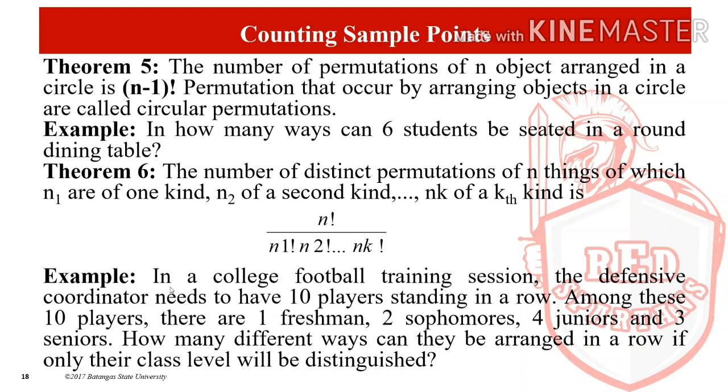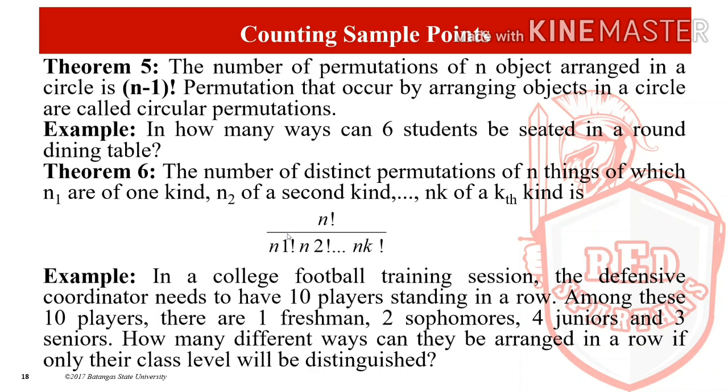So, ang gagawin nyo lang, for example, in a college football training session, the defensive coordinator needs to have 10 players standing in a row. Among these 10 players, there are 1 freshman, 2 sophomores, 4 juniors, and 3 seniors. How many different ways can they be arranged in a row if only their class level will be distinguished? So, kapag may ganyang distinguished, ito yung gagamitin nating formula.